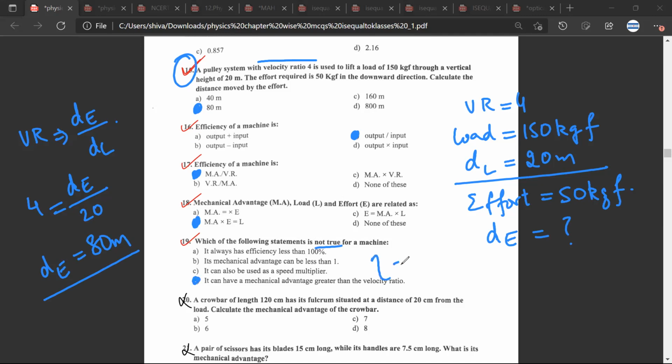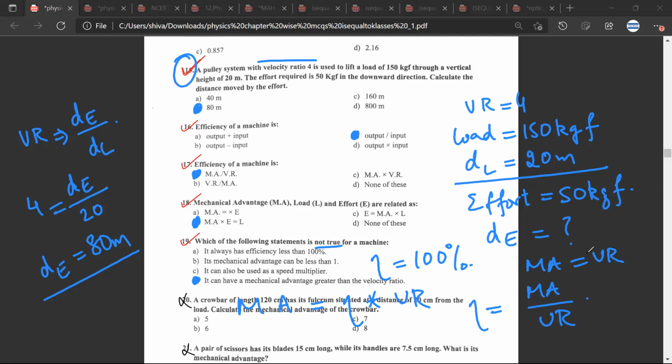Maximum efficiency can be 100%. You have MA is equal to efficiency into VR. So efficiency is equal to MA upon VR. So mechanical advantage, for an ideal machine, can be equal to VR, and usually it is less than VR. Mr. Sibang, am I correct? Yes. So it is less than or equal to VR. Any doubt about this? No doubt.